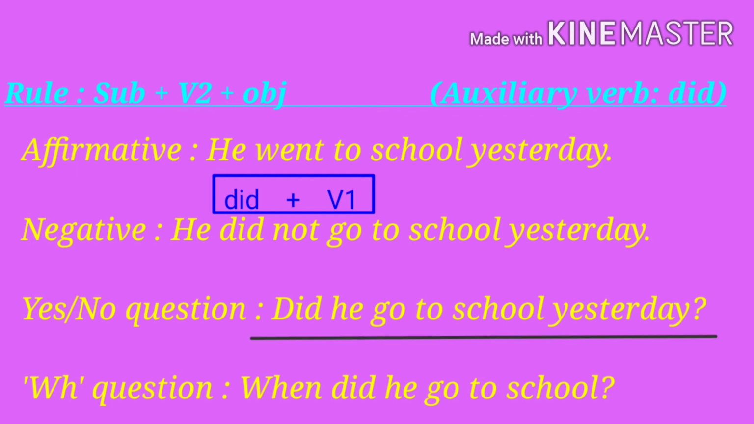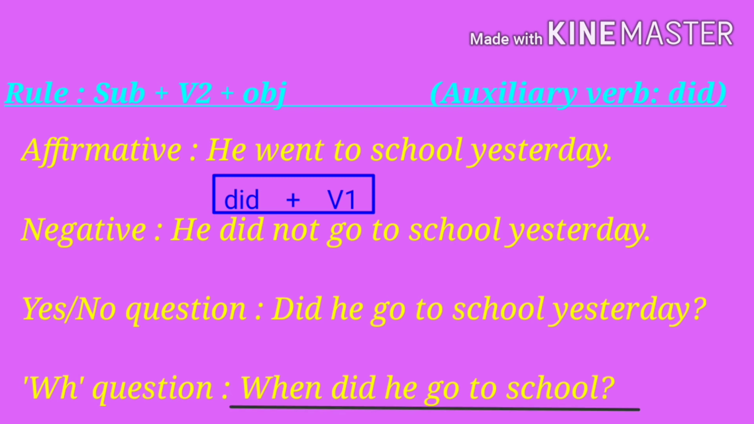Let's see how to make yes or no questions in simple past. See the third sentence. Did he go to school yesterday? Yes or no questions usually start with auxiliary verbs. In simple past, auxiliary verb is did. So obviously, simple past yes or no question starts with did. When did is there in the sentence, never the second form of the verb is used. So the yes or no question is, did he go to school yesterday?